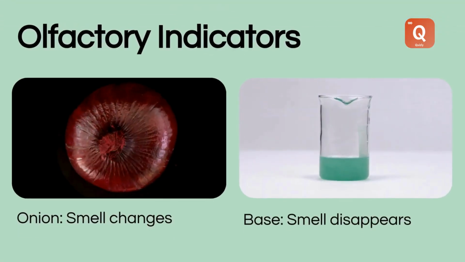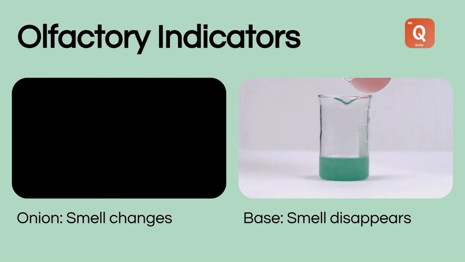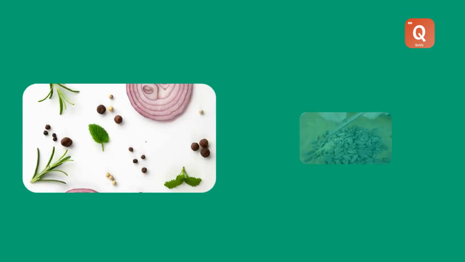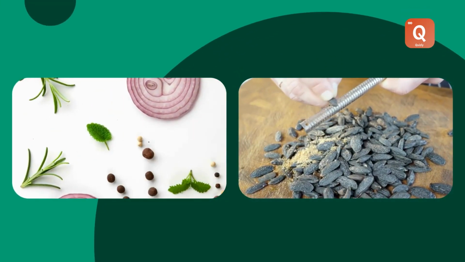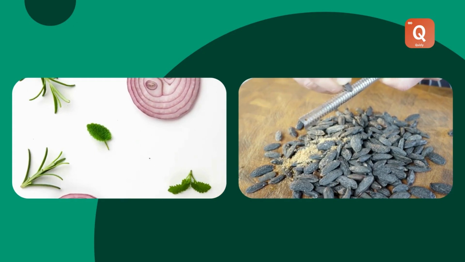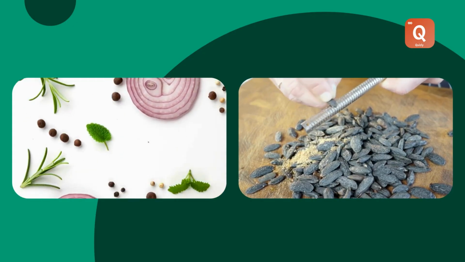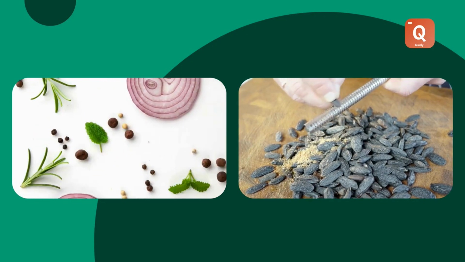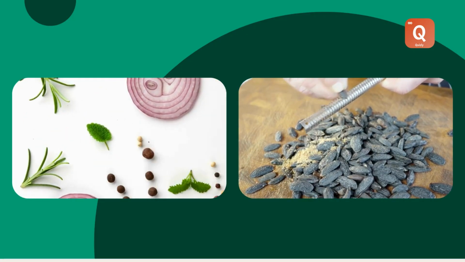Some indicators change their smell in acidic or basic mediums. These are called olfactory indicators. For example, the distinct smell of onion disappears when exposed to a base, but its smell remains strong in an acidic solution. Similarly, vanilla extract loses its characteristic smell in a basic solution.